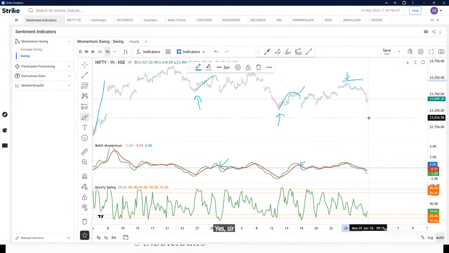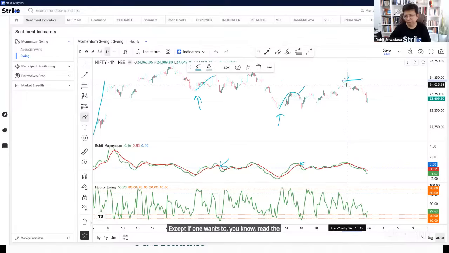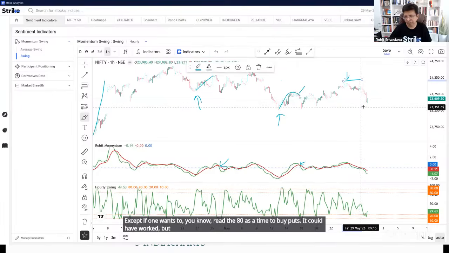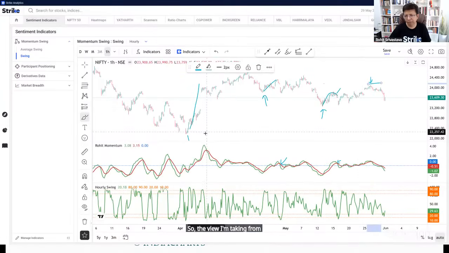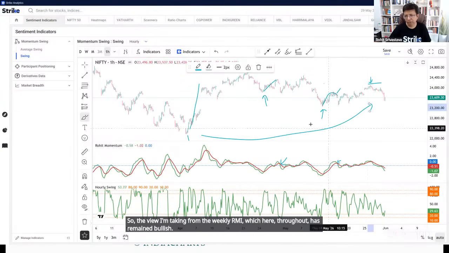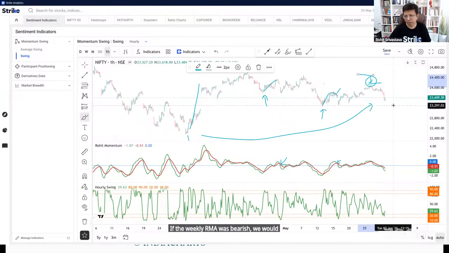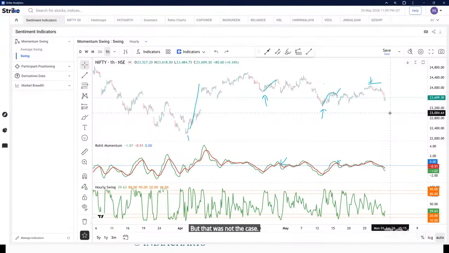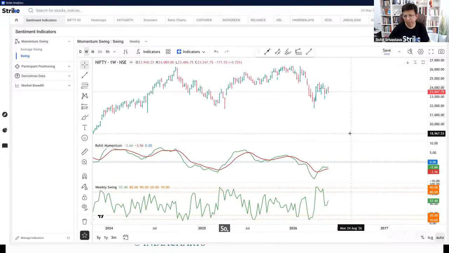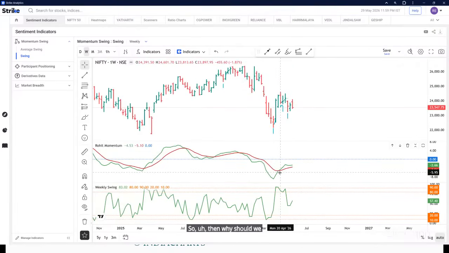Except if one wants to read the 80 as a time to buy puts. It could have worked, but sometimes it doesn't. It depends on the view. So the view I'm taking is from the weekly RMI, which here throughout has remained bullish. If the weekly RMI was bearish, we would have bought puts on this 80 reading, but that was not the case. So, sir, the weekly RMI is still giving us a buy. Yeah. So then why should we exit on the hourly?